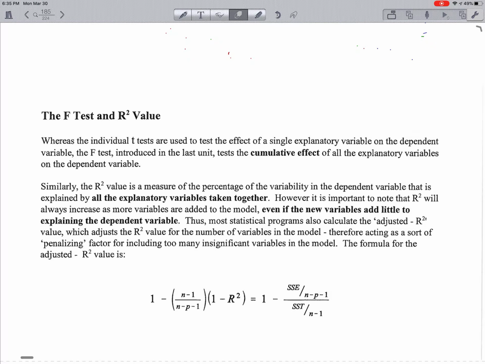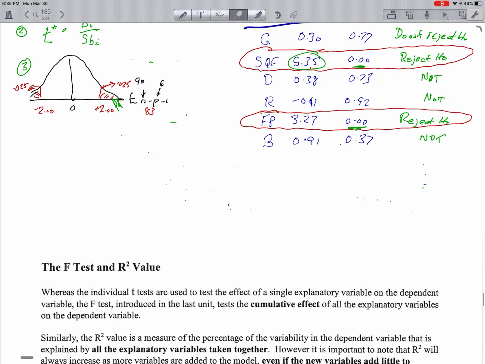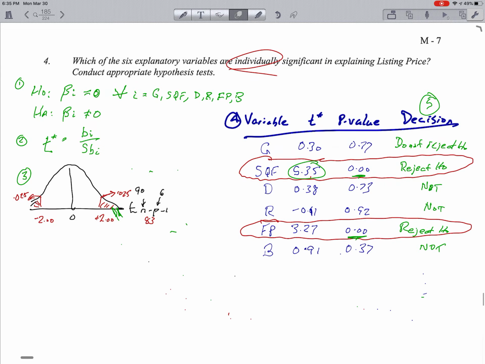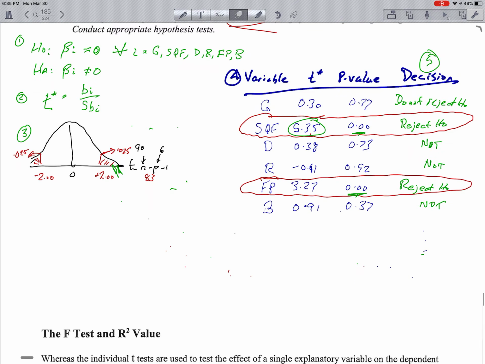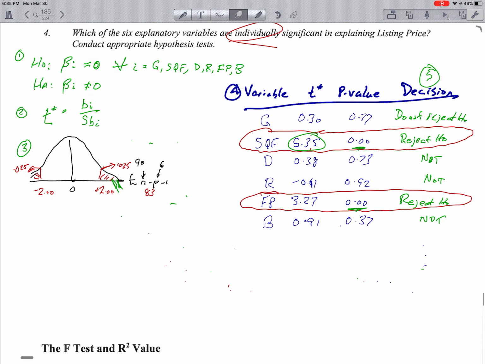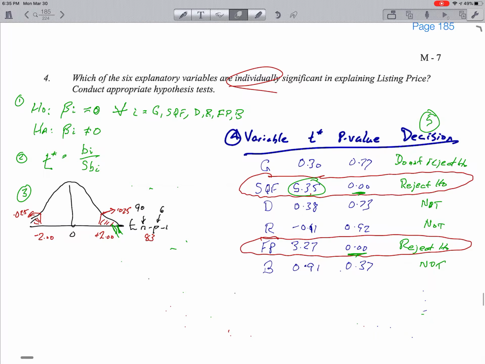Hi class, welcome back. Today we're taking a look at the second part of Unit M. We're going to continue on here with M7 and go through to M9. So 7, 8, and 9.